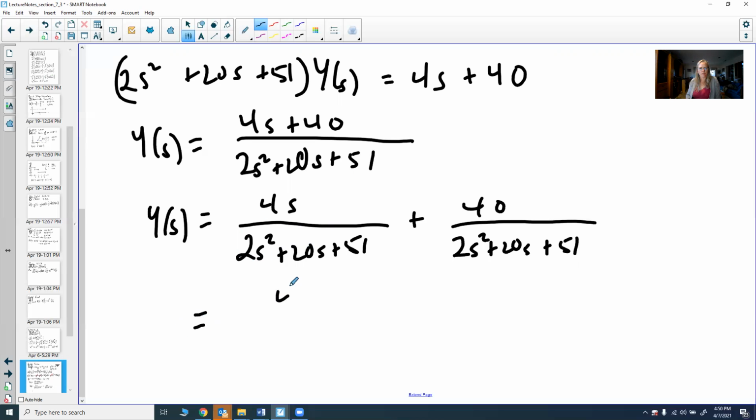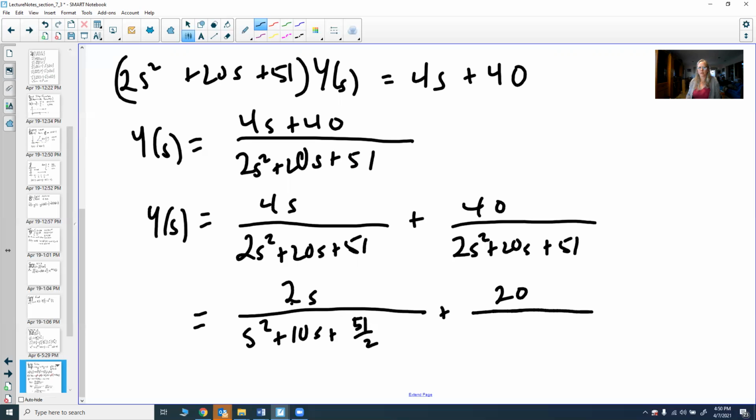So we would then have 4s over, I'm going to divide out the 2 for just a second. In fact, we're going to divide out the 2 and divide it into the numerator. So that'll give me 2s in the top and s squared plus 10s plus 51 halves. So this one would be 20 over s squared plus 10s plus 51 halves.